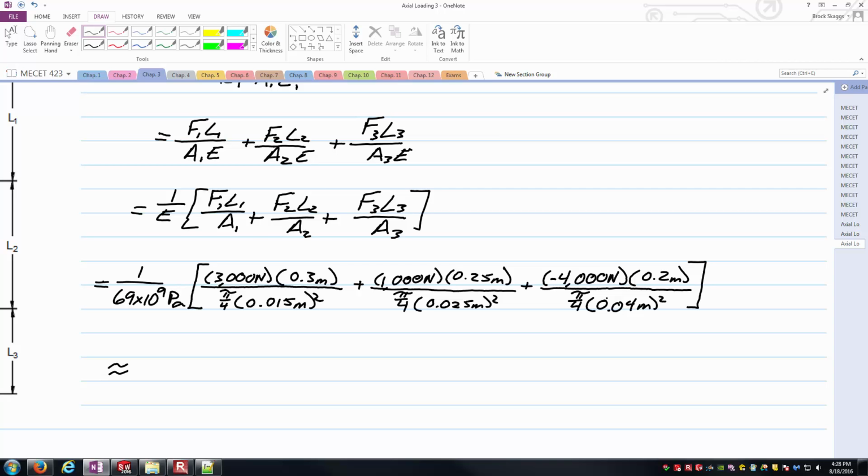And so I'm pulling out the pi over 4, so I've got 4 divided by pi times 69 times 10 to the 9th. And then we'll say times 3,000 times 0.3 divided by 0.015 squared plus 1,000 times 0.25 divided by the 0.025 squared minus the 4,000 times 0.2 divided by 0.04 squared. And that looks much better.